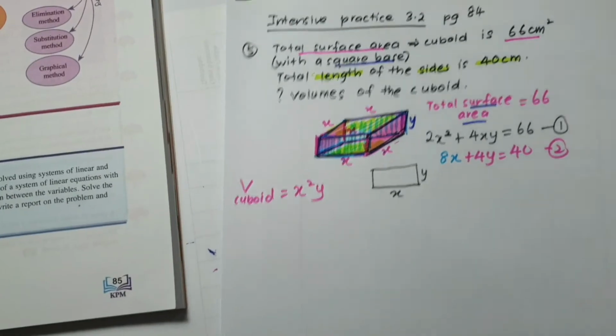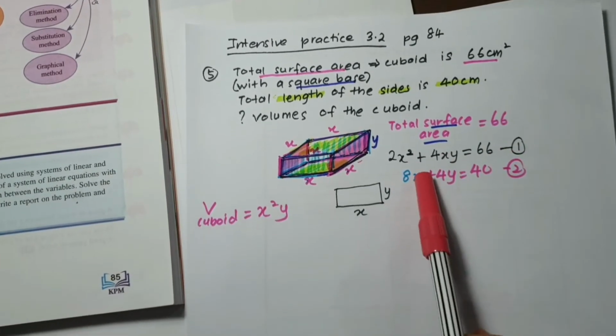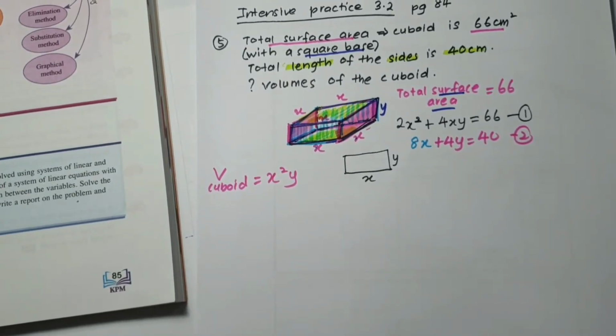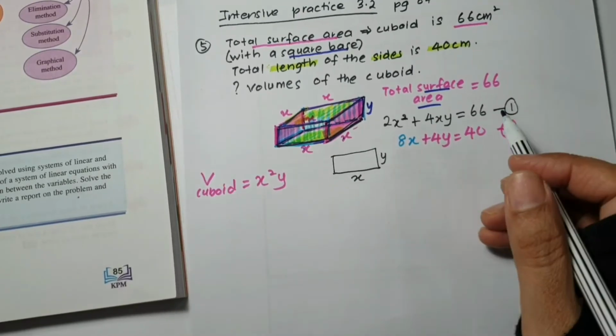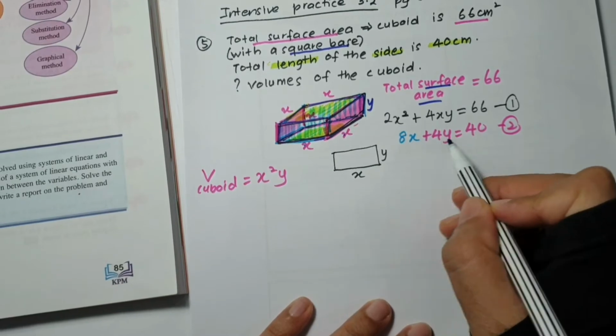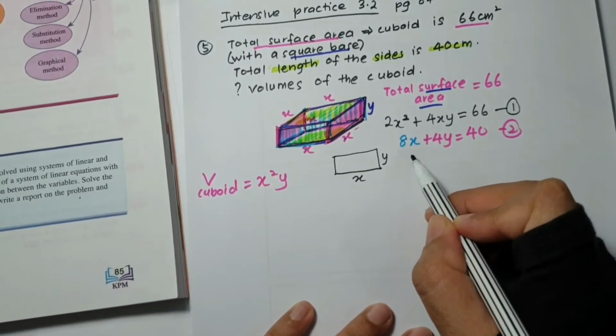So here you have one non-linear equation and one linear equation. Let's solve these two equations using the substitution method. From equation 2, you can divide by 4 to simplify it. After you divide by 4, 8 divided by 4 becomes 2.